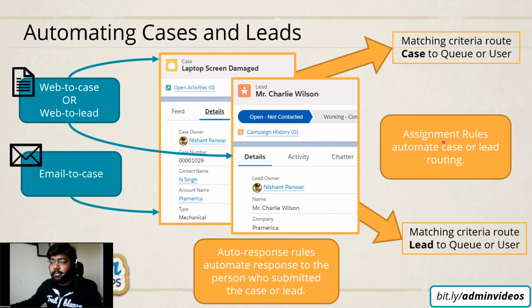So what assignment rules are, basically you create criteria. So if it meets this criteria, that the priority is high, the owner is this, or the region is New York, then assign it to the New York high support case queue. Similarly, for leads, assign it to the New York sales agent queue. So you can assign it to the queues. You can also assign it directly to a user from these assignment rules. So you can assign it to a queue or a user directly.